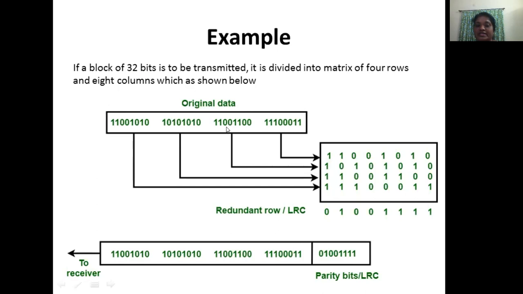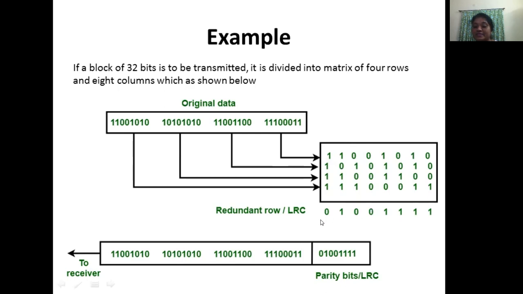So we have the original data, arranged in the fashion of a matrix. Now we find the exclusive OR of each column. While finding the exclusive OR of a column, the data is either 1 or 0. When we have 0 and 1, we get 1. When there is a single one, you have 1. When there are 3 ones, you have 1. When you have 2 ones, it is a 0. When there are 4 ones, again it is a 0. And with zeros, it is a 0.